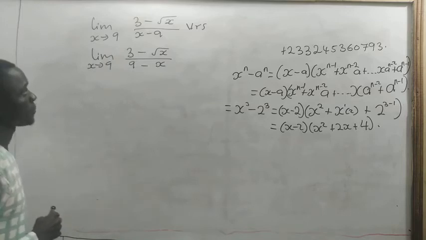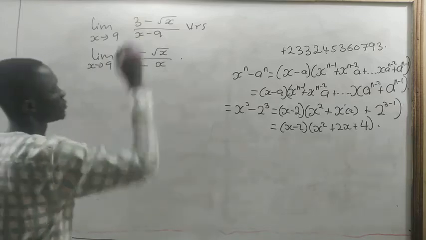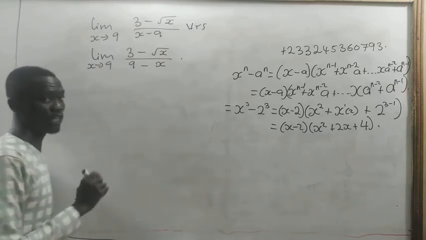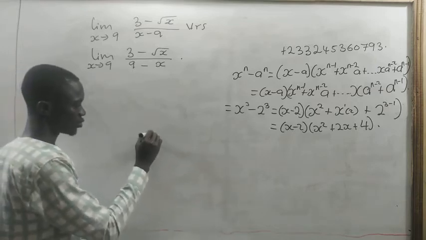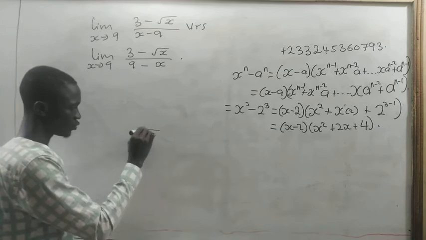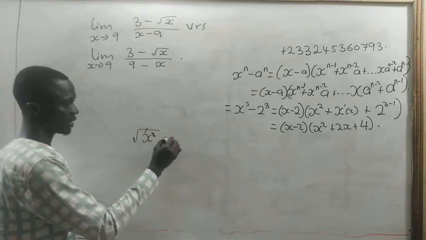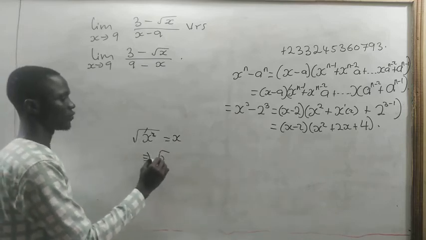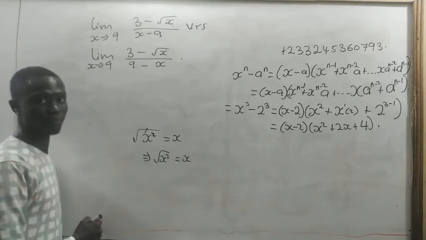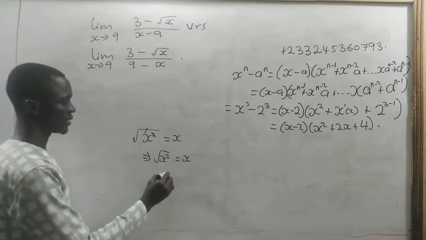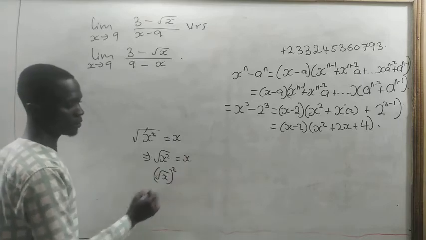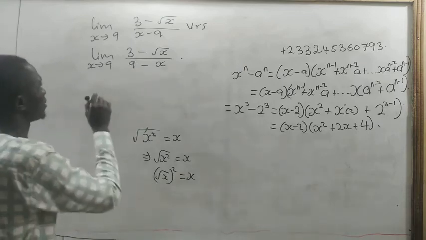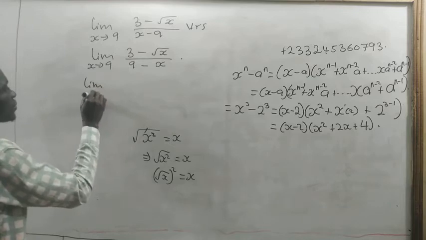So let's take the second one, because the second one is very, very common to ask. But before we evaluate this, remember that if you have x squared and you take the square root of it, this will cancel this and it is equal to x. So we can state that the square root of x squared is the same as x. Very simple as that. So here we have the limit as x approaches 9.